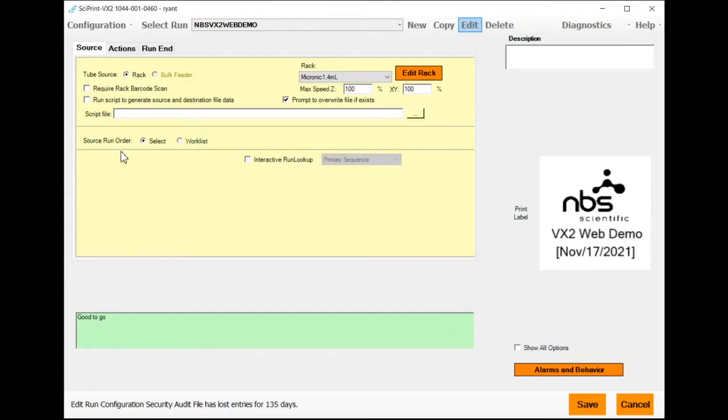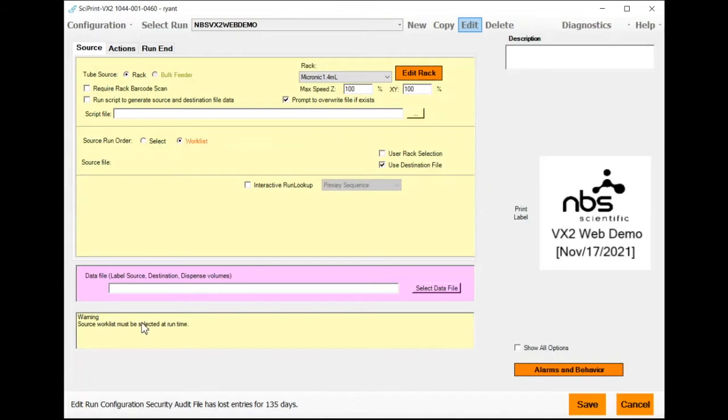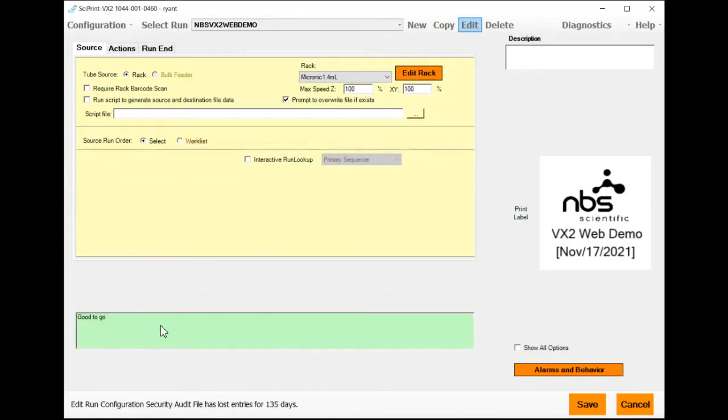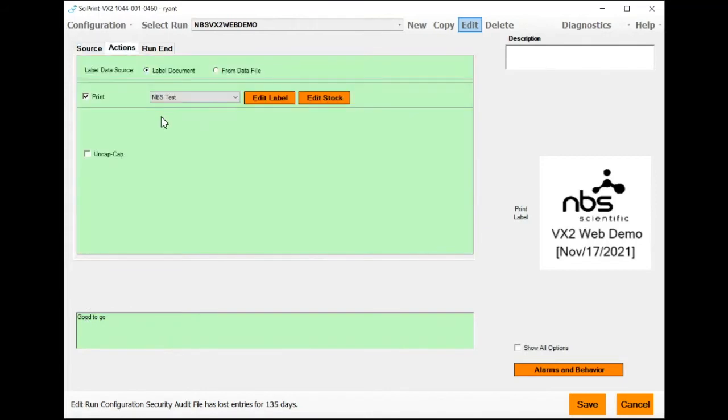So let's say we were using a work list here and we selected work list. Well, we don't have a work list selected, so it's going to give you a warning. But since we're just going to go in run order, we get the good to go down here again. And then we have the actions. So we're going to be printing a label, and the label is coming from a label document, which we can see over here on the right-hand side, and not from a data file.